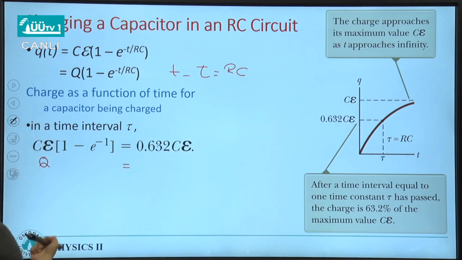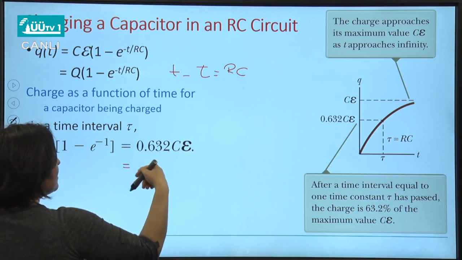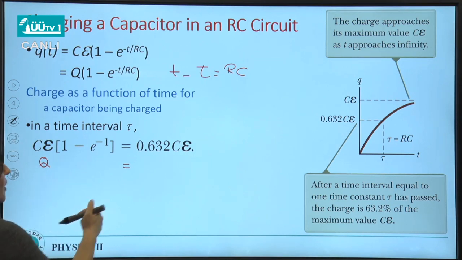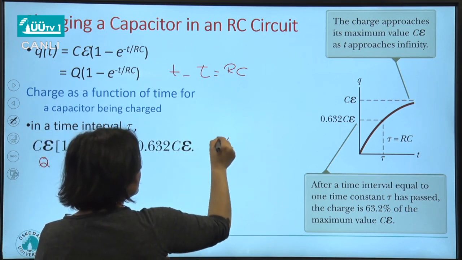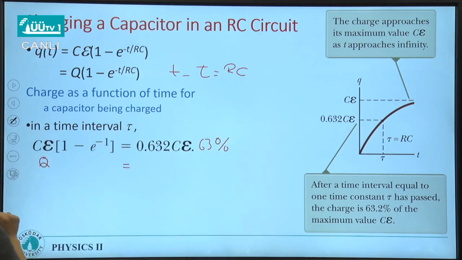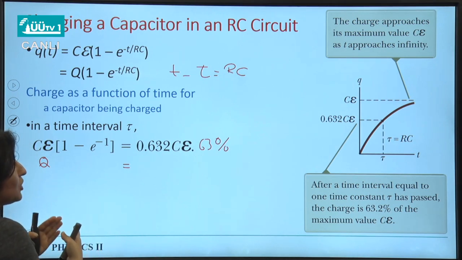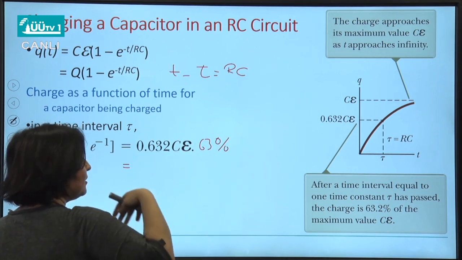0.632 coulomb. But you can also write it as a percentage of the maximum charge inside the capacitor. If you multiply by 100, this means actually 63% of the maximum. After one tau time, we can say the capacitor will be charged to 63% of the maximum.